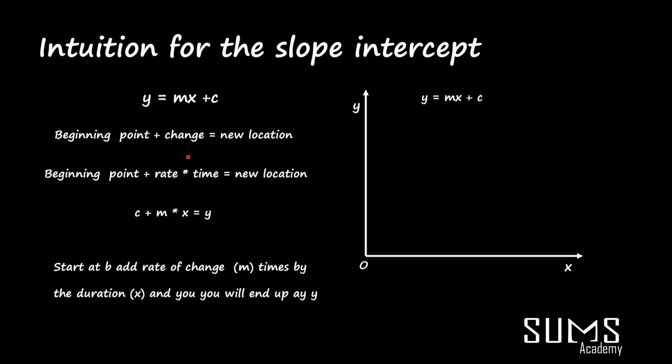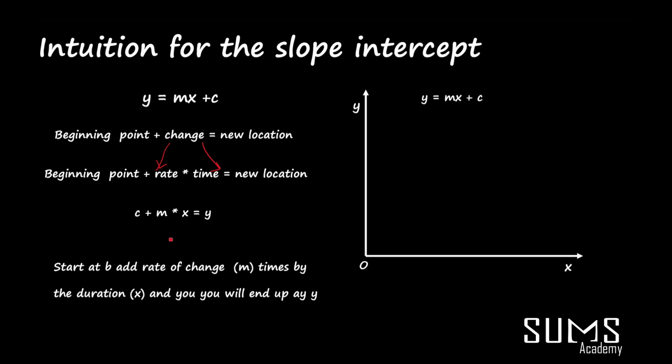Just to break it down a little bit further, your change is equal to your rate times your time. So that could be how fast you're walking for how long. If you're walking fast for 5 minutes, you're going to go quite far, but if you're walking fast for only 1 minute, you're going to go less far. That will be the difference in the change of your new location.